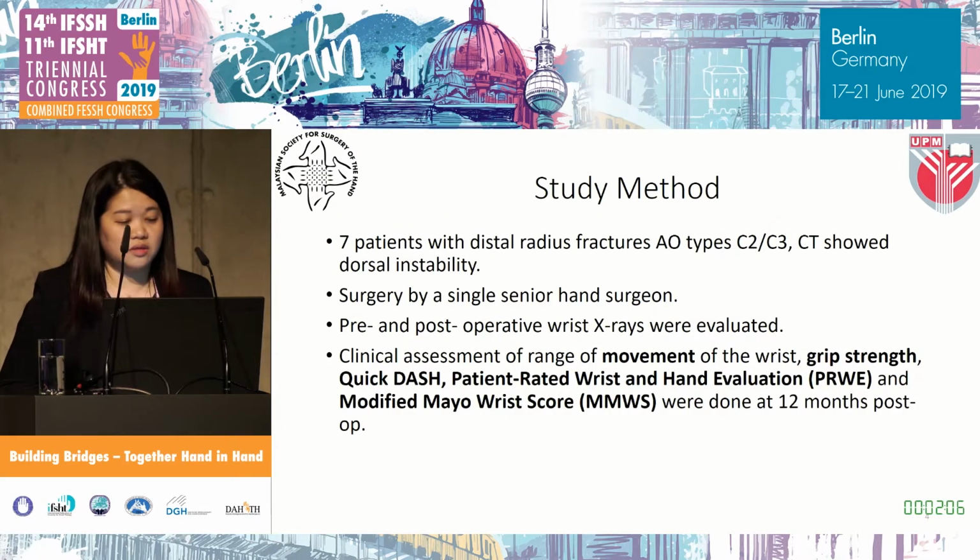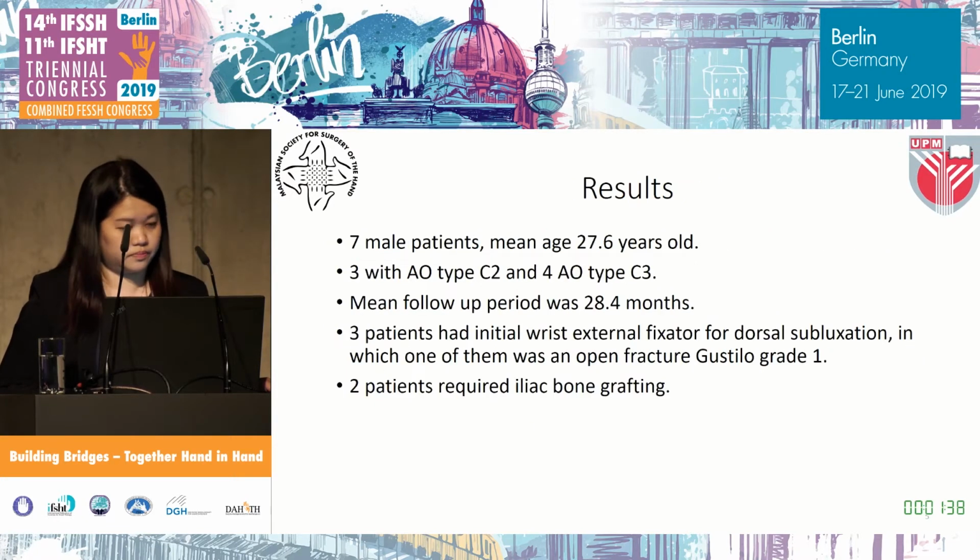We have 7 patients with distal radius fracture type C2, C3, with CT showing dorsal instability, and surgery was done by a single senior hand surgeon. Pre and post-operative wrist X-rays were evaluated, and for the clinical assessment, we were using range of movement of the wrist, grip strength, quick DASH score, patient-rated wrist and hand evaluation, modified Mayo wrist score. All were done at 12 months post-op.